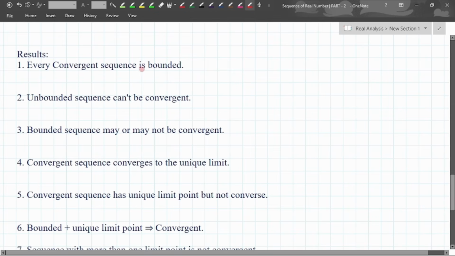Next, we have some results related to convergent sequences. Every convergent sequence is bounded. Let's take one example, 1 by n. So it is 1, 1 by 2, up to 1 by n. Now, as n tends to infinity, what is the upper bound, or supremum, of this? The supremum of this is 1, and the infimum of this is 0.